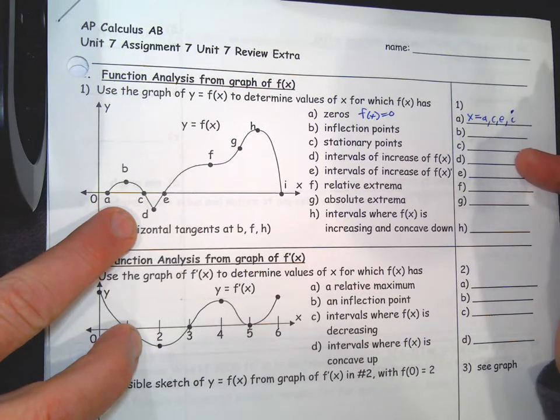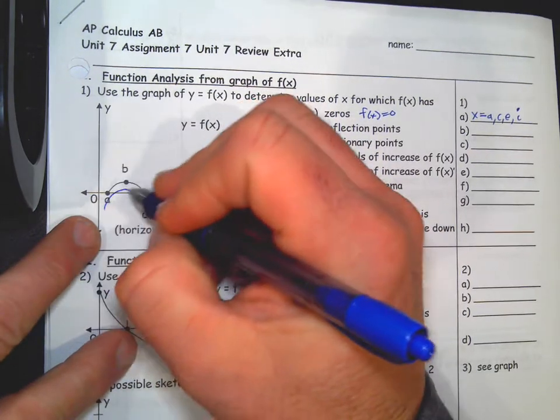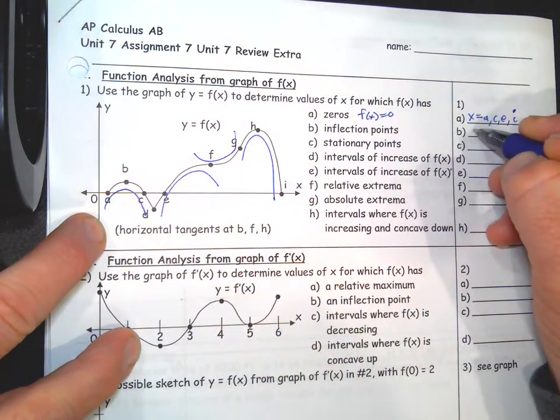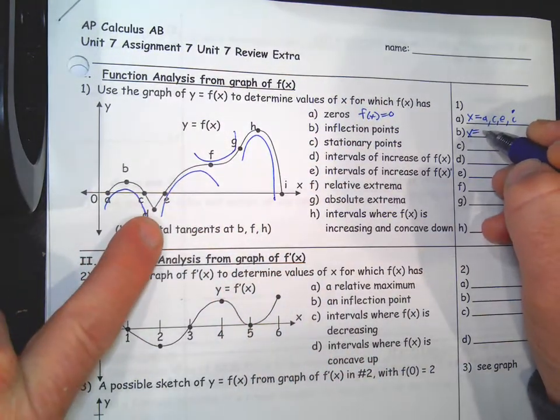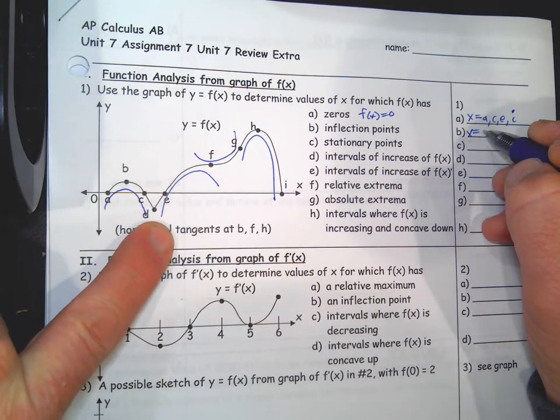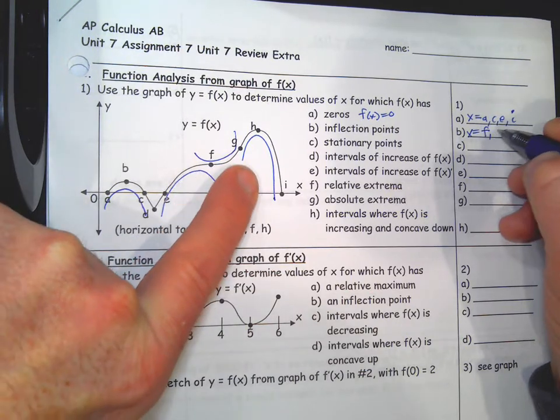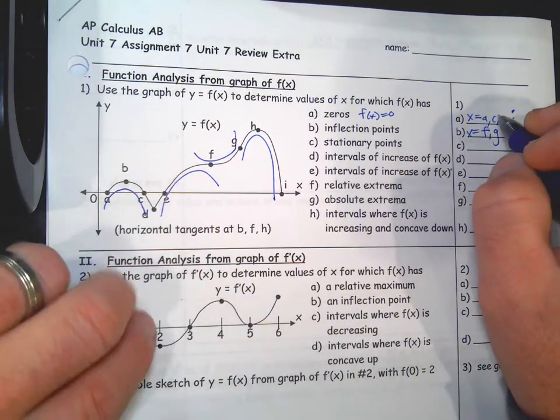They're x-intercepts. Inflection points are going to happen when concavity changes. Does it change at D? Could change at a cusp, but it doesn't. So let's say F and G are the only inflection points on this graph.